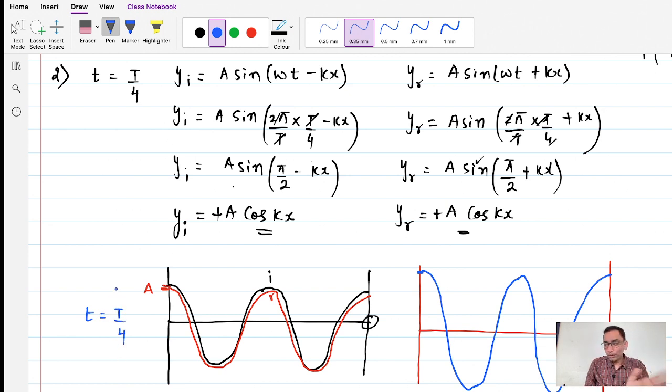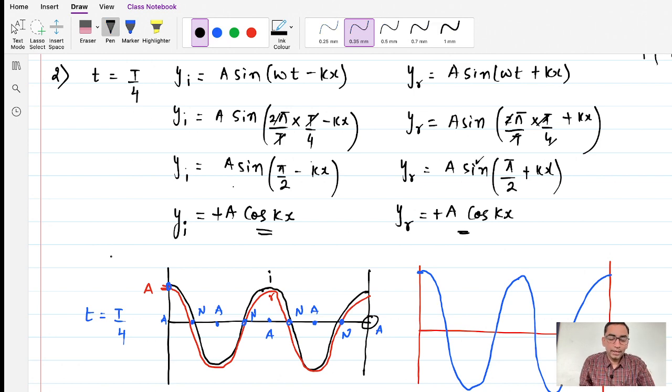Now we are going to repeat the same process for t by 2 and 3t by 4. Basically I should be saying that this point is an antinode, here also antinode, here also antinode, here also antinode, and here also antinode, and between two antinodes there is a node. So please make sure that you write down the amplitude 2A like this, right. So this is at time is equal to t by 4.